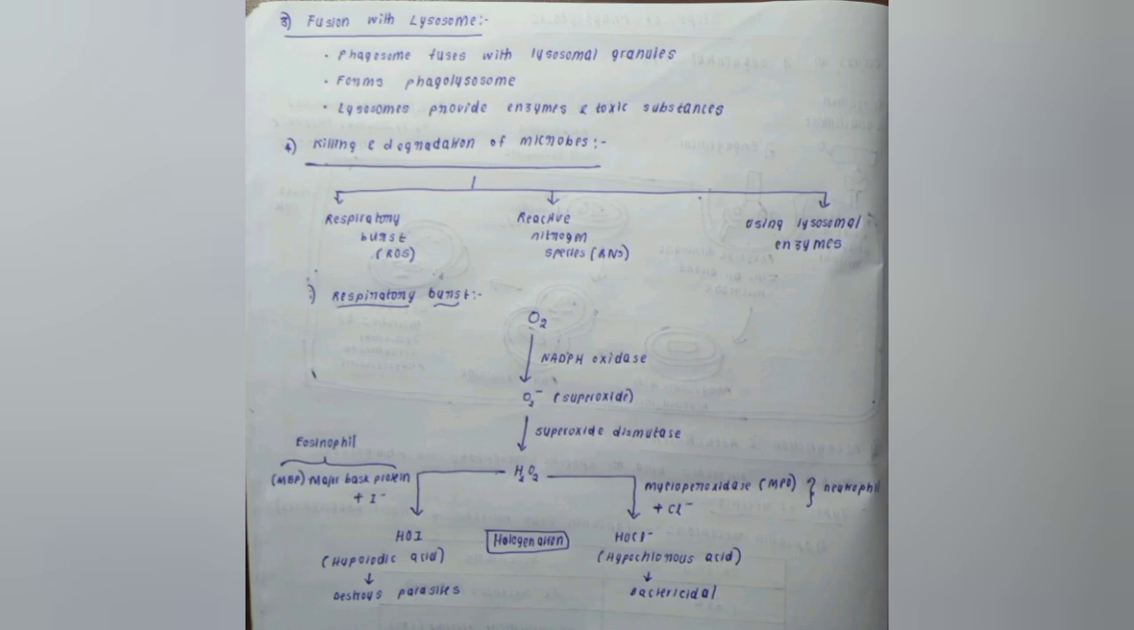This will be useful in future, so I have mentioned it now itself. Okay, now coming to the fourth process, that is killing and degradation of microbes. It happens in three ways.